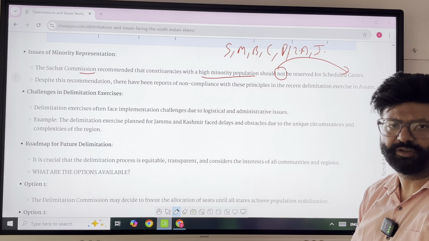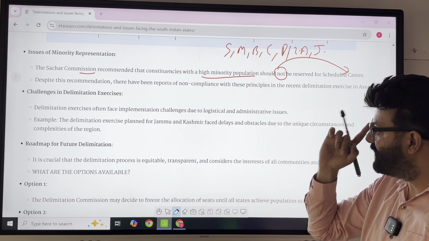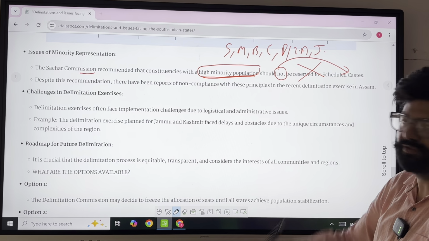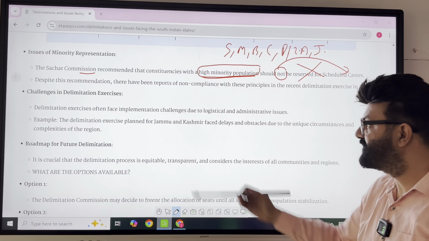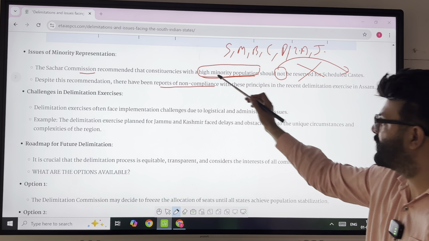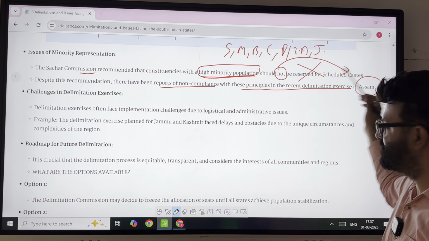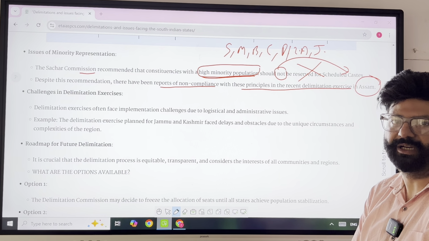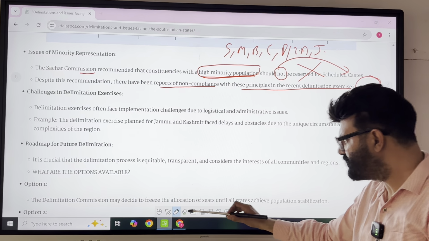All these are what minorities in India. So what Sachar Commission is saying is, okay, where there is high minority population, seats should not be reserved for scheduled caste. Second, despite this recommendation, there have been reports of non-compliance with these principles in the recent delimitation exercise in Assam. So it has not been properly implemented. It had not been implemented in spirit also.